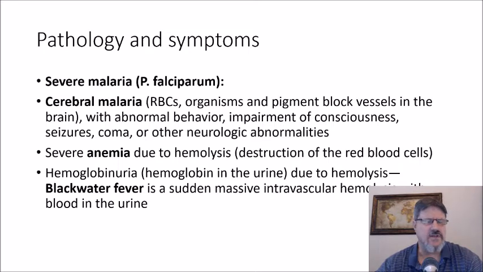Then there's severe anemia, because you have this mass destruction of the RBCs, producing a lot of hemolysis. Then hemoglobinuria, or hemoglobin in the urine due to hemolysis. This is often known as blackwater fever, and it's a sudden, massive intravascular hemolysis with blood in the urine.